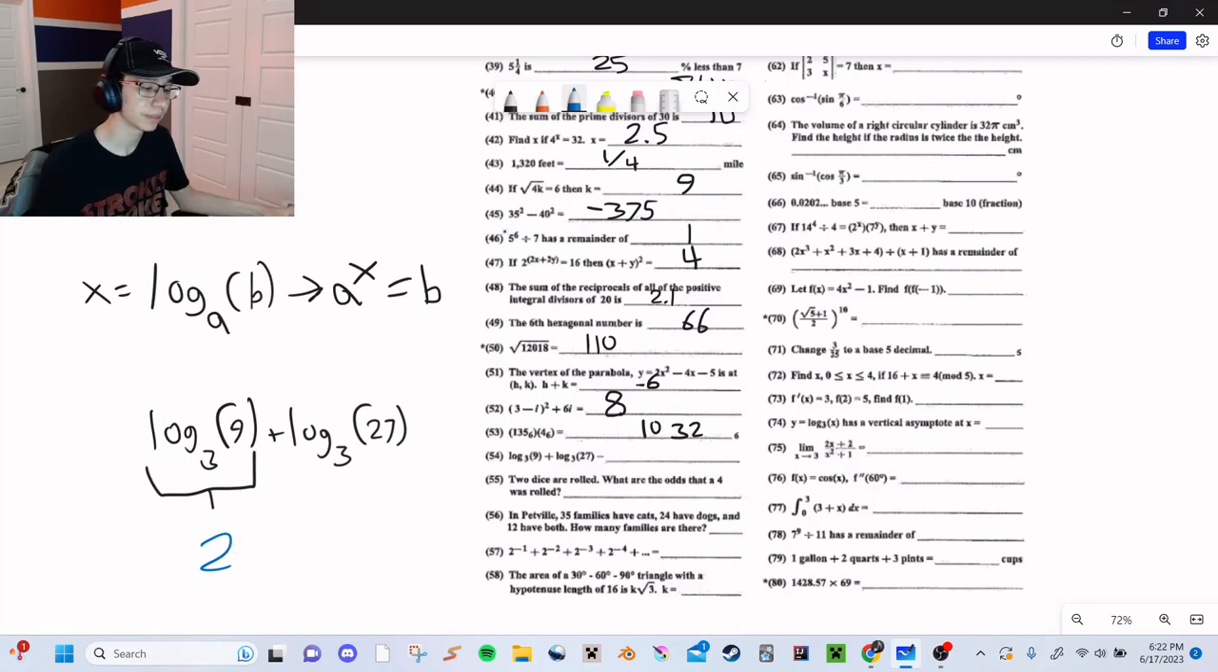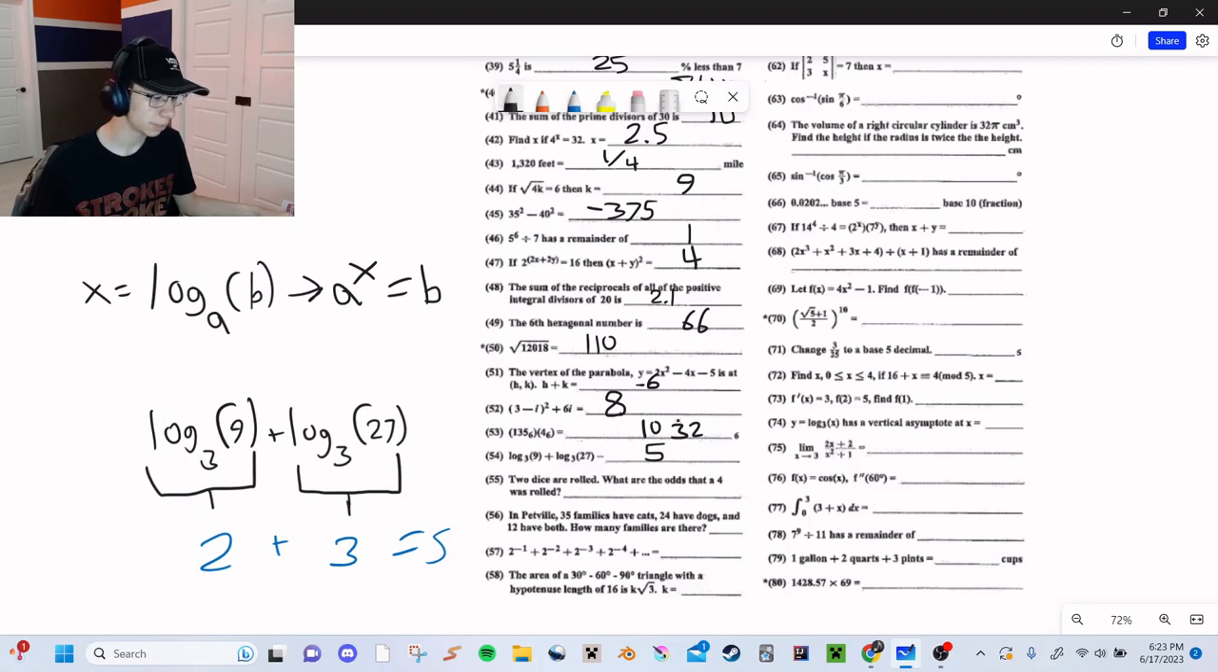Let's look at the second part. We're adding on log base 3 of 27. So what that's saying is 3 to what power gives me 27? That's 3, right? And so that part of the answer is 3. And so I'm going to add these two answers together, and I get 5. That's my answer for this question.